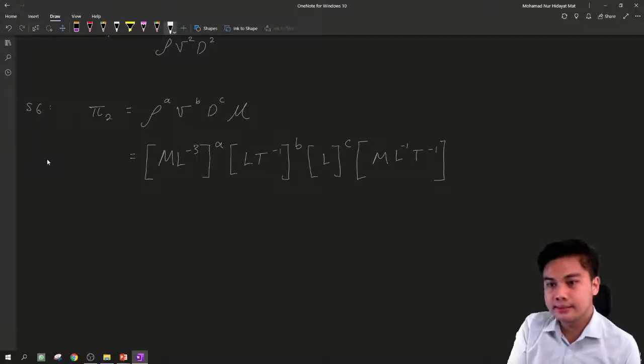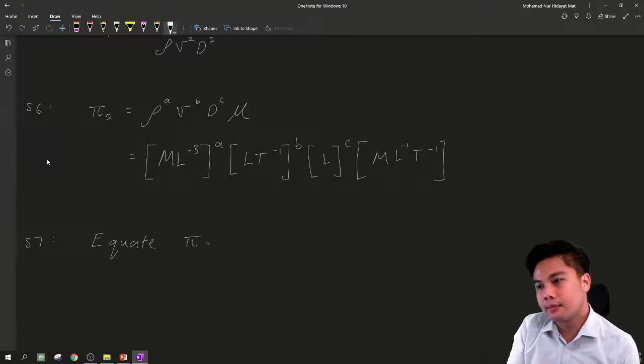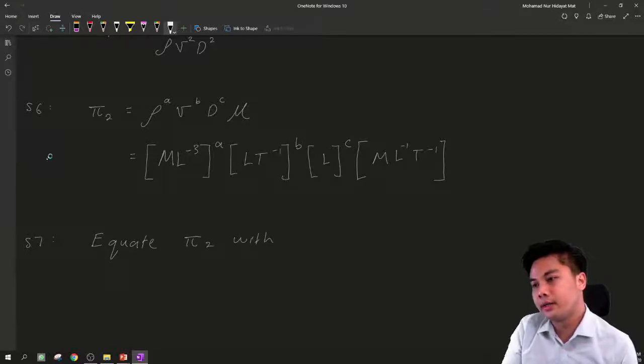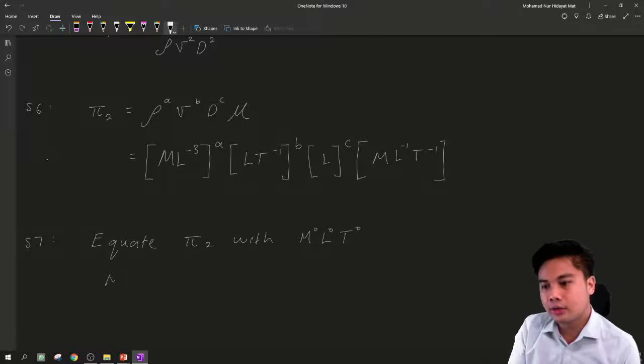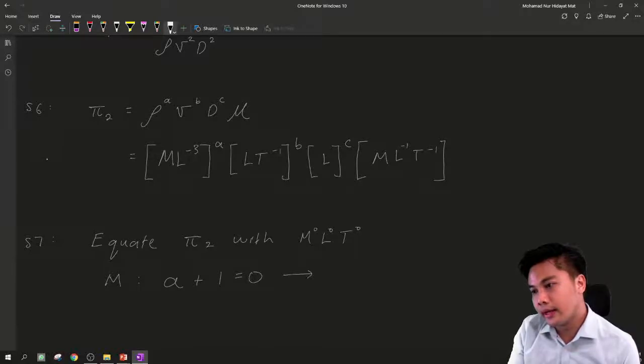Alright, from here, step number 7, we need to equate the pi term with dimensionless, M, L, T, the power of 0, 0, and 0. So let's take a look at M first. M here is M to the power of 1 multiplied with A. Do we have any more M? Yes, we have the last term, so A plus 1 equal to 0, and it will lead to A equal to negative 1.